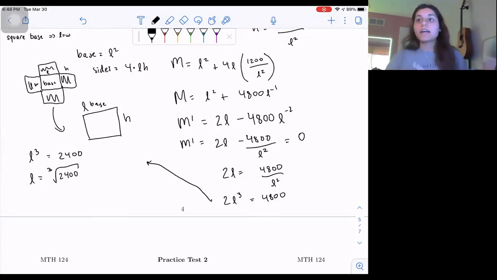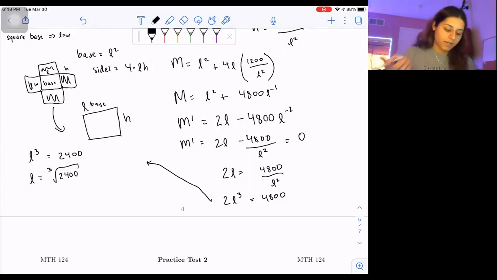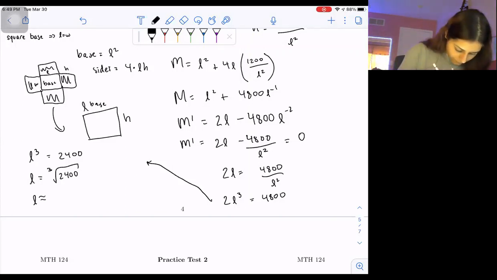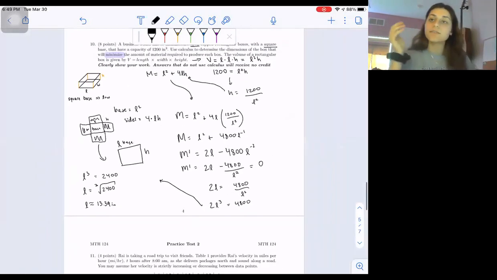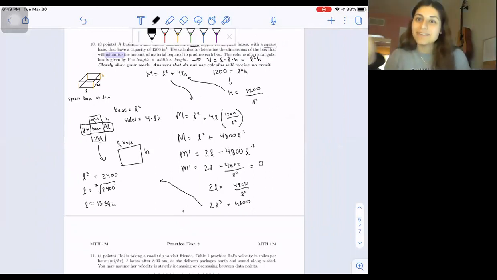All right, if you want to do that in your calculator, which you should, you can either go math, go down to 4, hit enter, and then it'll give you the cube root, and then you can type in 2,400. Or you can do 2,400 to the power of 1/3, whichever you prefer. Okay, so both will give us the same answer, 13.39. And that's in inches. Okay, so we know the length equals 13.39.